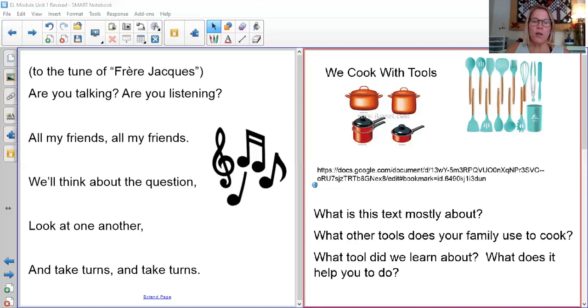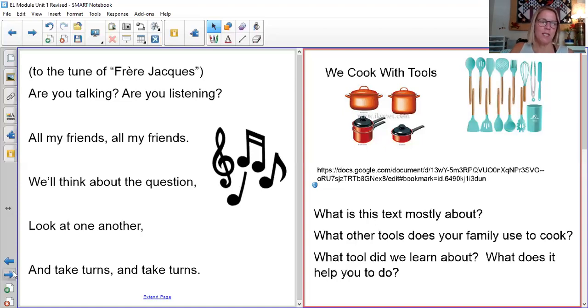So if we go back to our slideshow, we could answer that question. What is the text mostly about? This text, you would say, is mostly about tools that we use to cook. What other tools does your family use to cook? We'll talk about that during module. And that's one, and we'll also answer this question during module. What tool did we learn about today? So you could have picked any of the ones we learned about today. We'll talk about that in module.